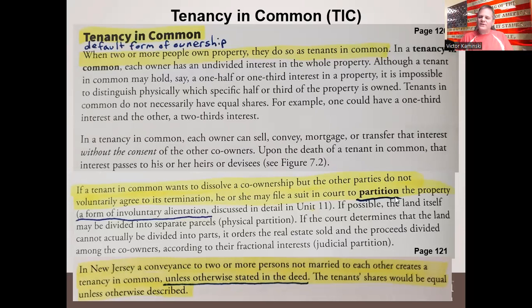and we got that partition proceeding. Remember, we spoke about that before, which is a form of involuntary alienation. That's that court proceeding where a judge will see if they could physically divide the property and put it in separate deeds. If that's not possible, then a judge will order the property sold, and then each owner will get their proportionate ownership shares given to them.